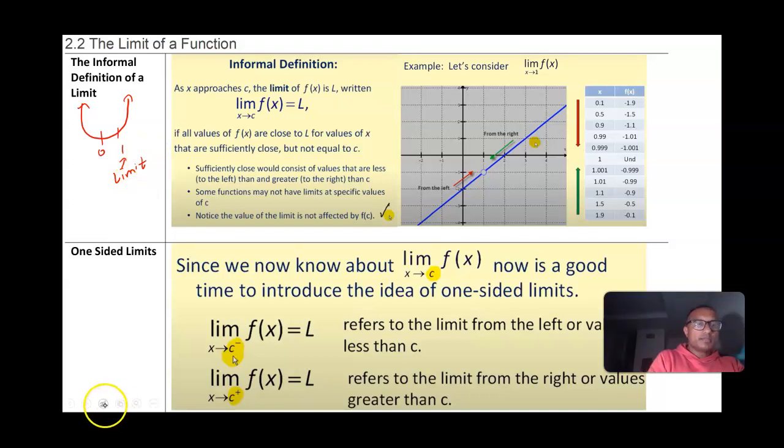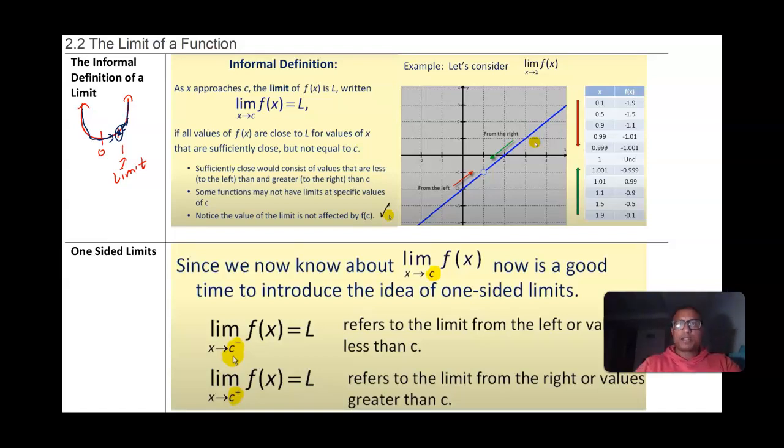What we can do is look at the graph and say, all right, from this side, the graph is approaching this value. From the left side, the graph is also approaching this value, so that must be our limit. So a limit is a value that the graph approaches. In this case, the graph contains that value, so that's one of our scenarios.